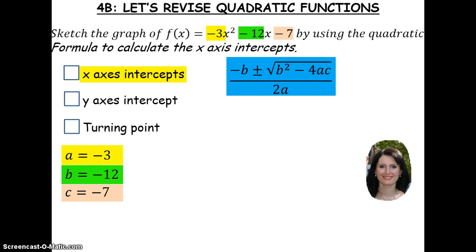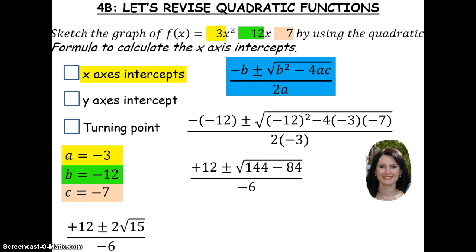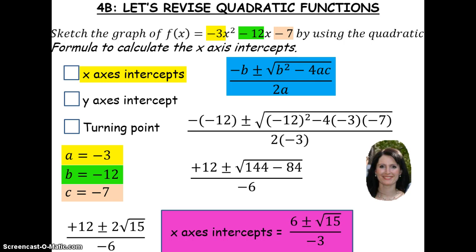We then just substitute those values into our quadratic formula. Negative negative 12, note the double negative there because it's minus b, and b is minus 12. So minus negative 12 plus or minus root negative 12 squared minus 4 times negative 3 times negative 7, over 2 times negative 3. Let's simplify that. 12 plus or minus root 144 minus 84 over negative 6. We end up with 12 plus or minus 2 root 15 over negative 6. And finally, 6 plus or minus root 15 on negative 3.